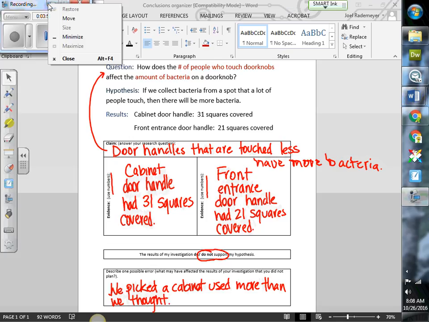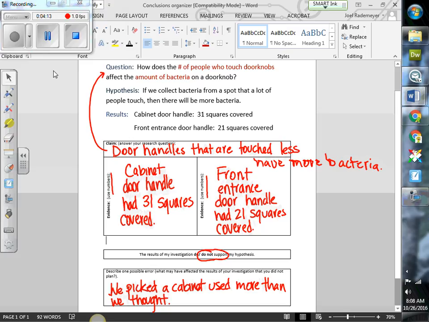Okay, so what I want you to do is fill out this organizer for your investigation, and then I want you to add this content to your investigation. Thank you.